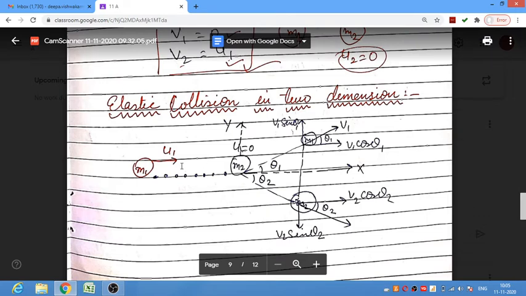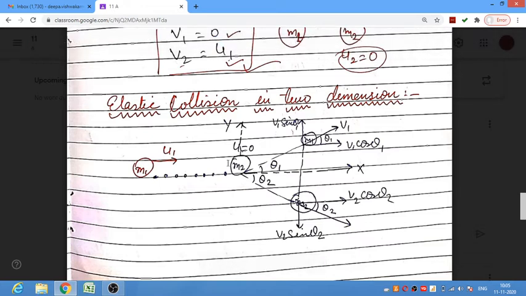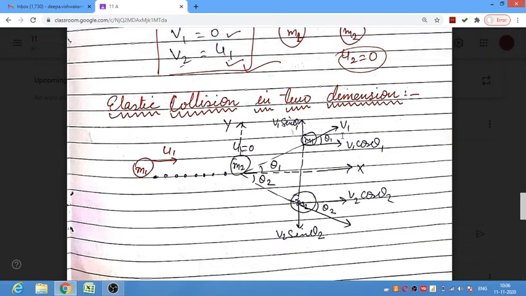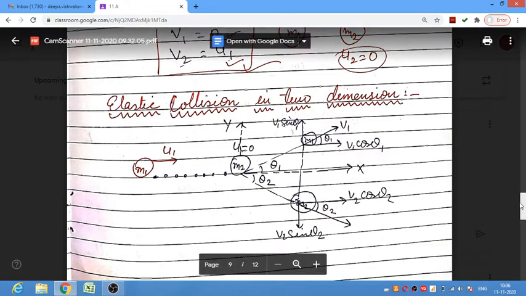So in this case m2 is at the rest position, velocity is 0, and m1 is moving with the initial velocity u1. Then after collision both move with the angles theta 1 and theta 2. So we will find the components of the velocity v1. The vertical component is v1 sin theta 1 and the horizontal is v1 cos theta 1.